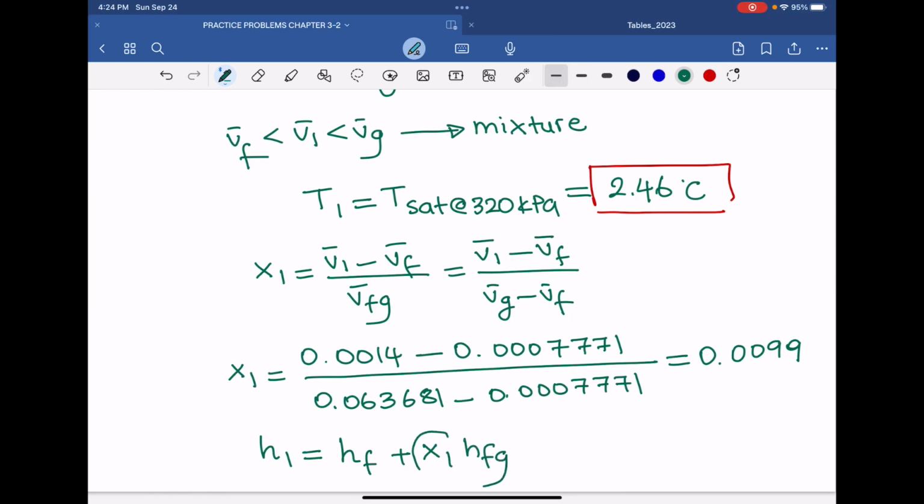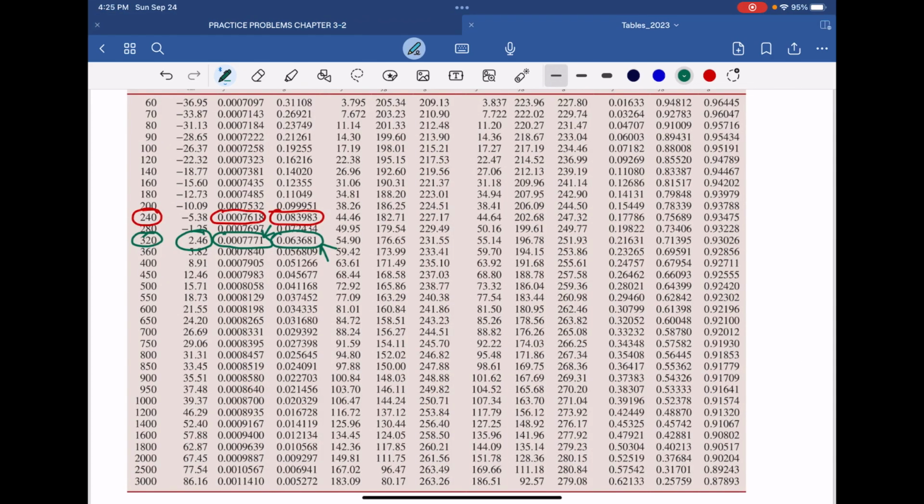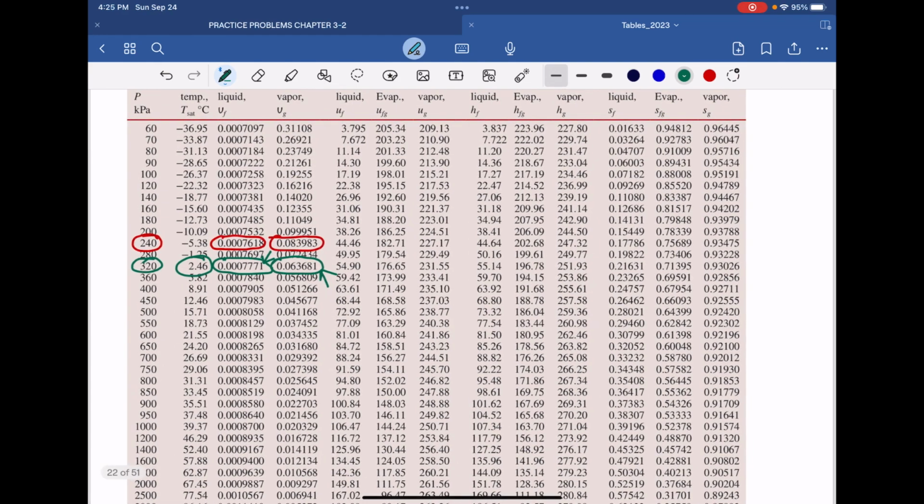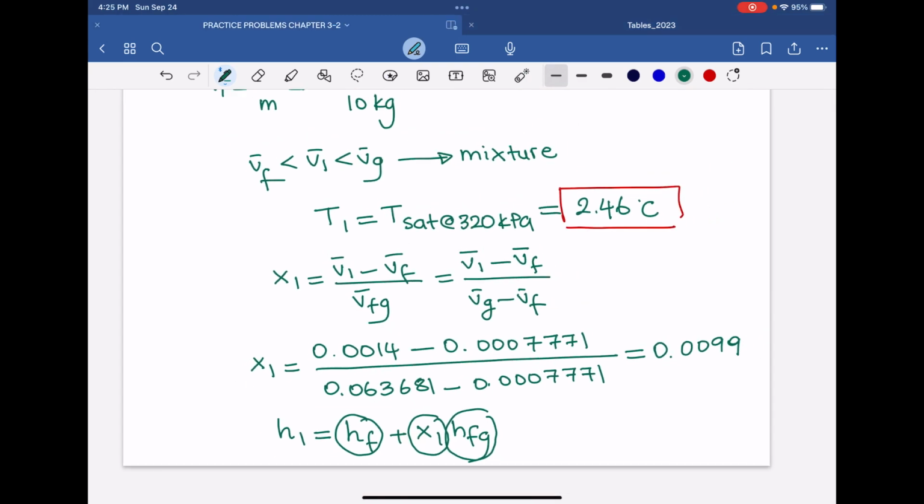Here, this is what we calculated. This and that we read from the same table, okay? Let's go, hf and hfg. All right, now going back, we're gonna calculate it.